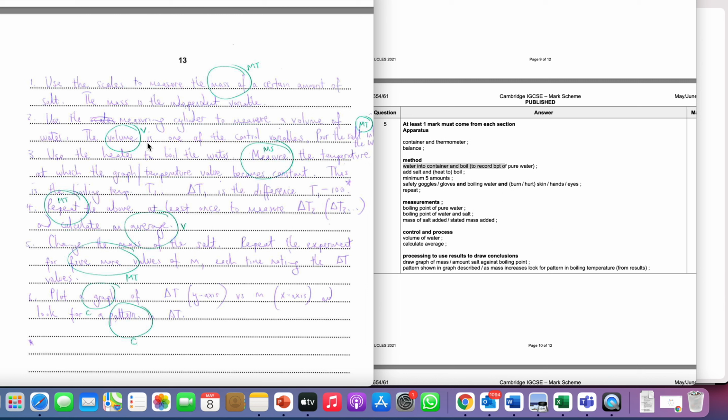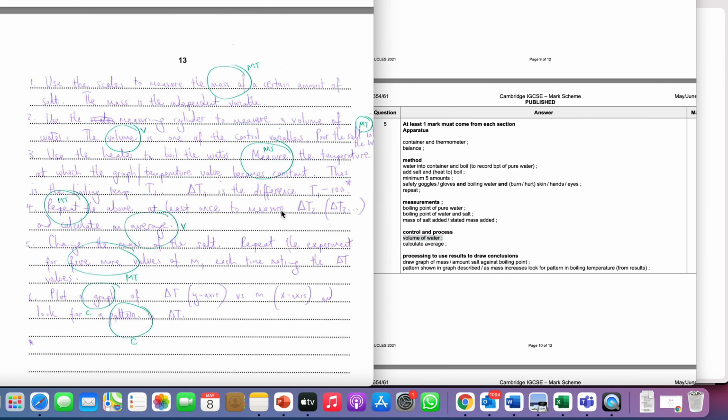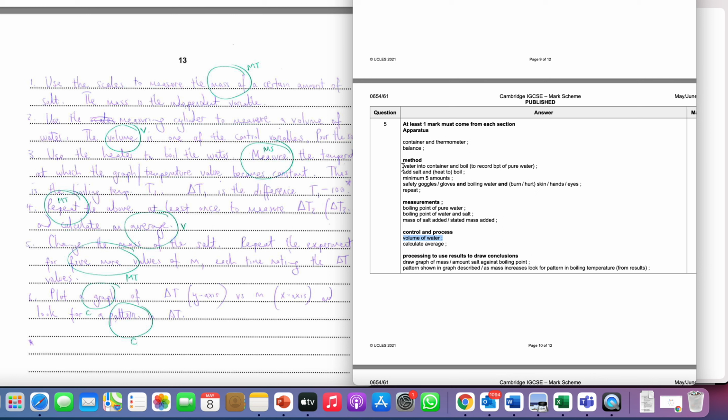The volume is one of the control variables. Okay, so we're going to have to think here about independent variables and dependent variables, but also control variables here, and that's one of our marks down here, which is to keep that amount of water the same every time we pour the salt into the water. Okay, that's a simple method mark, which is really important.